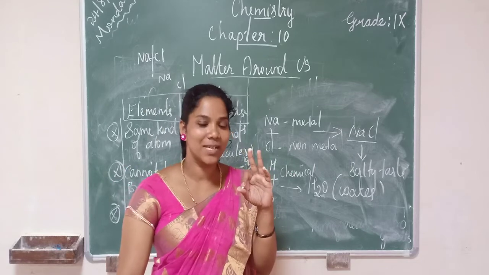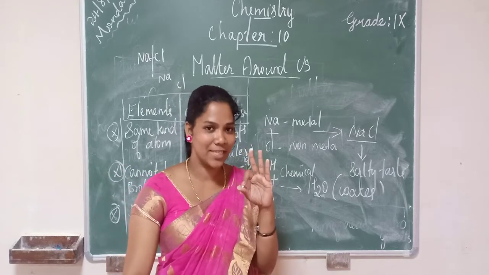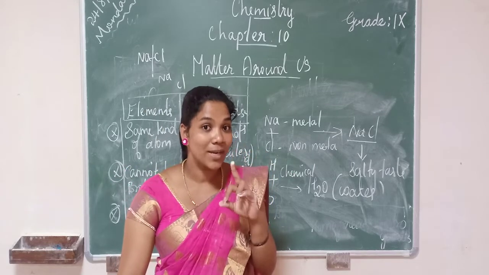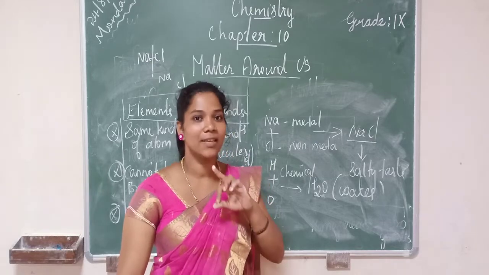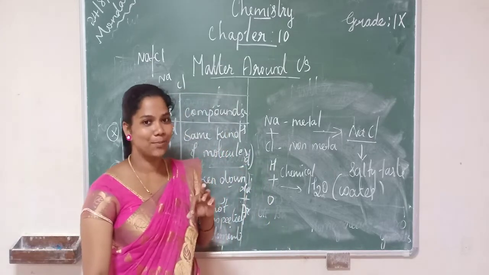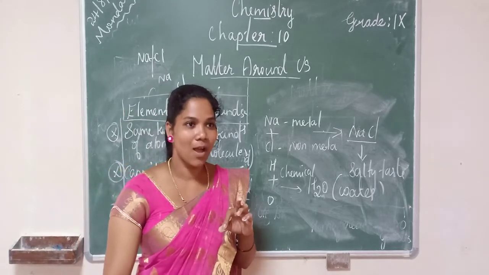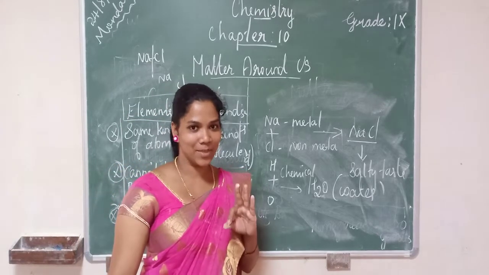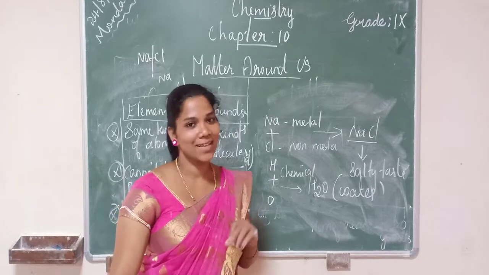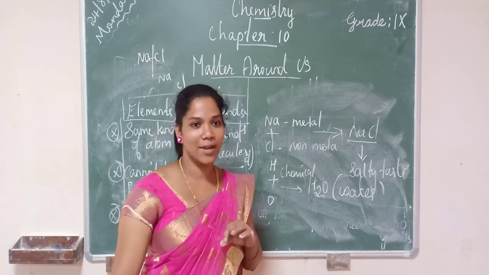Who named the word element? Robert Boyle. I am repeating it again and again: Robert Boyle named the word. That means it cannot be broken down into simpler substances. How many elements are there in the periodic table? 118 elements are present in the periodic table. I hope that you all understood.